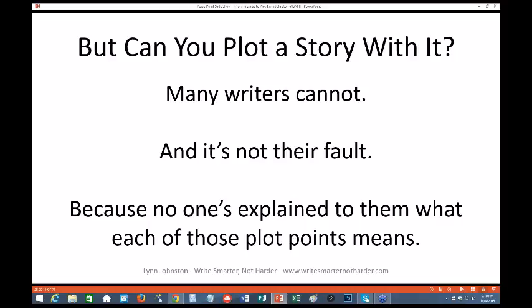And it's not their fault, because no one has ever explained to them what each of these plot points really means. And I don't mean where it comes in the story and what the name of it is. I mean how it functions in the story, what it actually does for your characters to have those plot points in the story in a particular order at specific intervals.